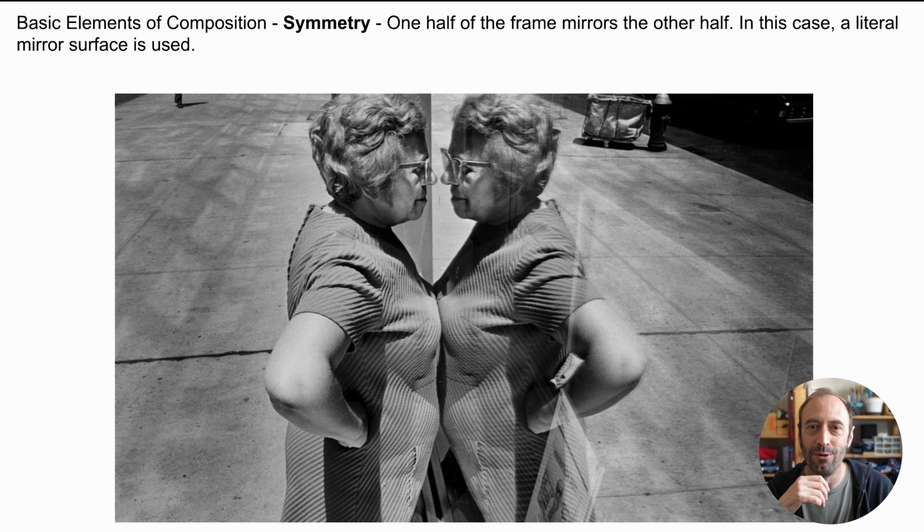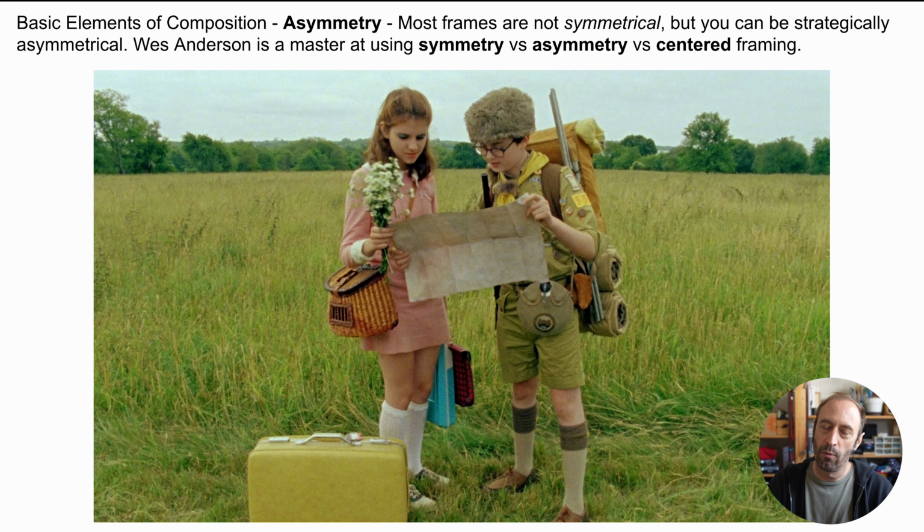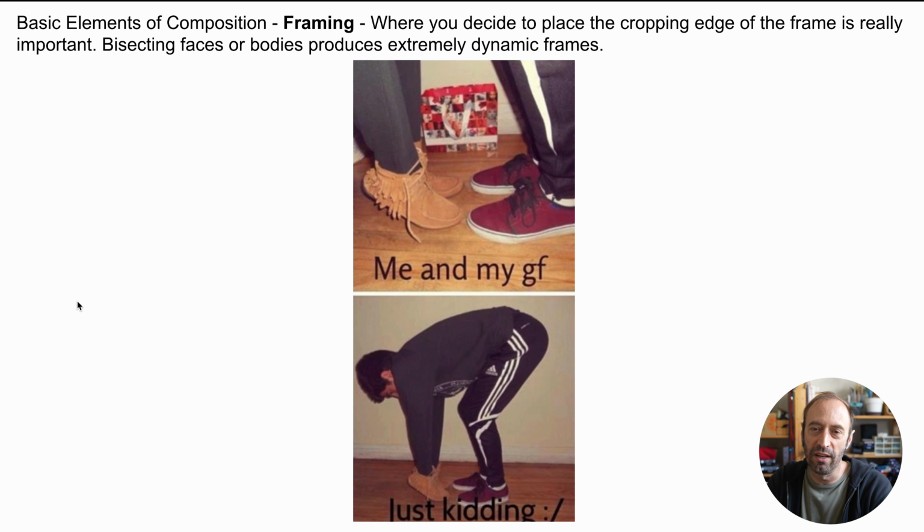Symmetry. Symmetry is a huge basic element of composition. In this case, a literal mirror is being used. If there's any Wes Anderson fans, Wes Anderson is sort of a master at using symmetry versus asymmetry versus centered framing. This image is not necessarily symmetrical in the sense that this image is, but there's a lot of visual symmetry or weight symmetry going on here with colors balancing each other across the frame, the yellow suitcase versus the yellow handkerchief, the pink dress versus the pinky skin, and then obviously the general center weightedness of the composition here.